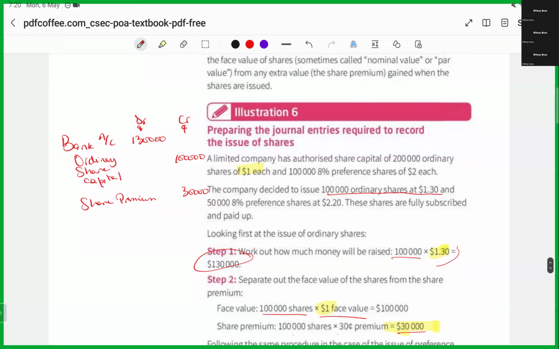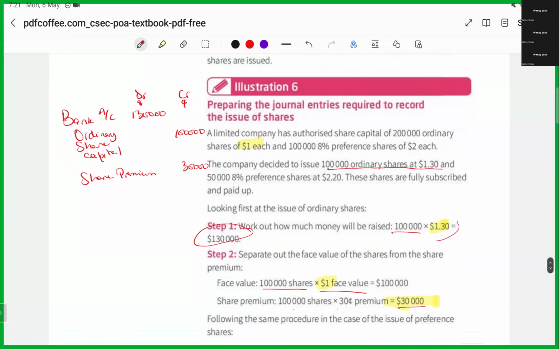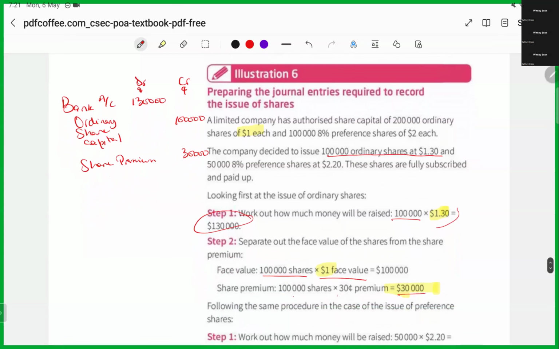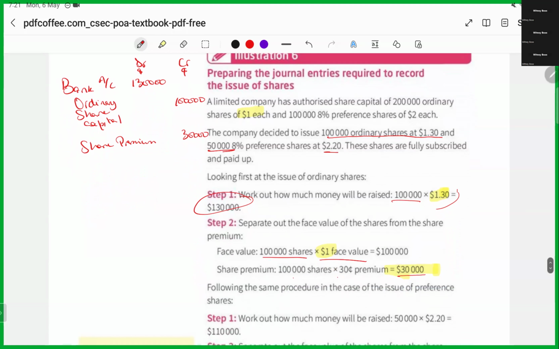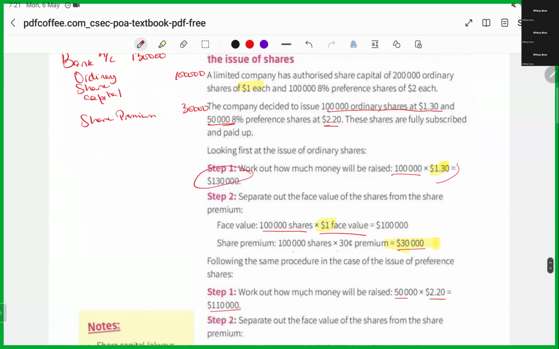Now let's look into the preference shares. For the preference shares, following the same procedure, we work out how much money is to be raised. Let's say they were issuing 8% preference shares, so 50,000 preference shares issued at $2.20. So it's 50,000 times $2.20, which gives us $110,000 as the amount of money to be raised. Now you need to work out the premium aspect of it.